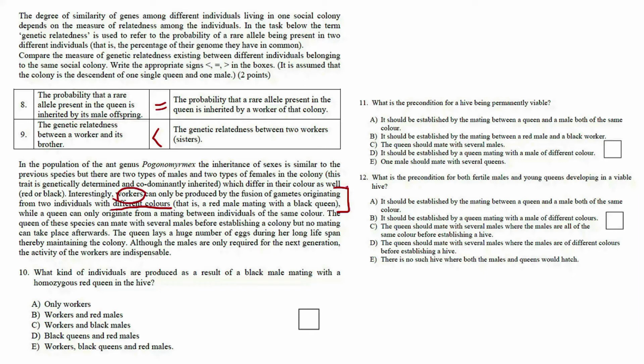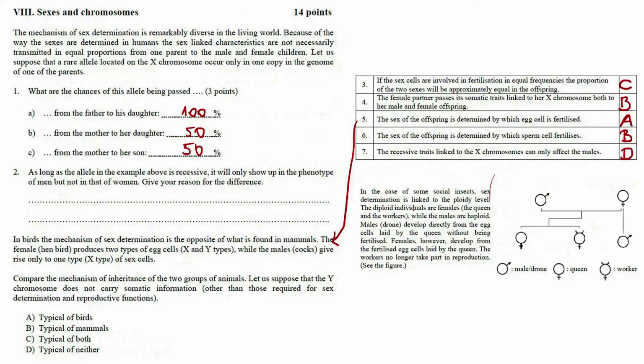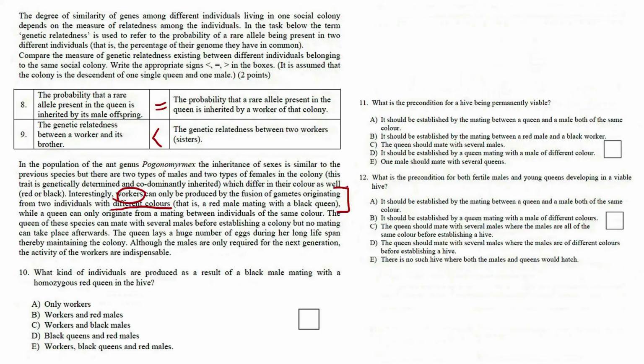But as it is stated at the beginning of this text that the population is similar to the previously mentioned species, let's remember what we learned about them. Males develop directly from the egg cells. So obviously males will also be present. And due to the fact that it is a homozygous, obviously red queen, the males will be red. So the good answer must be this one, B. I hope it was understandable.